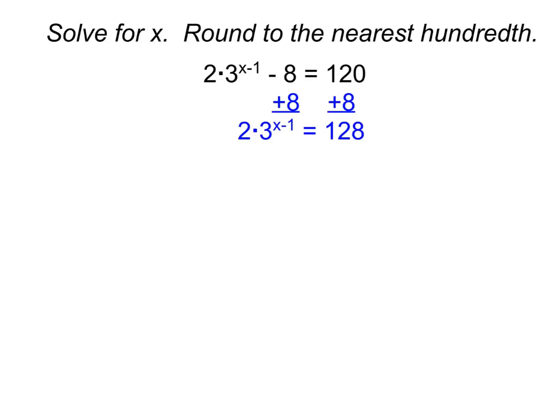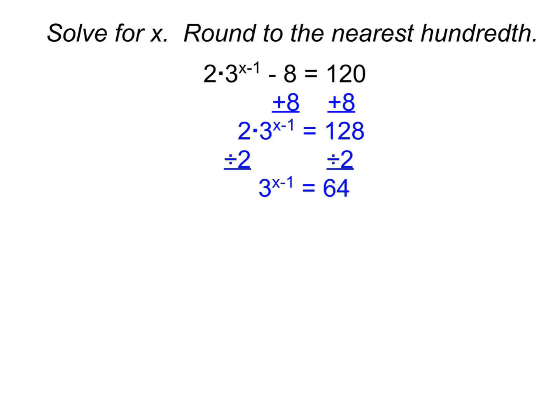All right, now that I've done that, I now need to get rid of the 2. Notice it's 2 times the 3 to the x minus 1. So I'm undoing a multiplication by 2. All right, great. Divide both sides by 2. Having done that, we now have reached our first goal, which was to get the exponential part by itself. And again, the reason why we wanted to get the exponential part by itself is because I can now turn it into a logarithm. So we now rewrite this in log form.